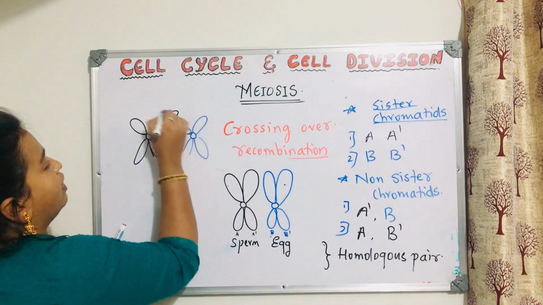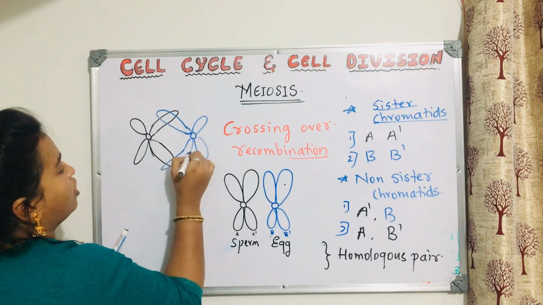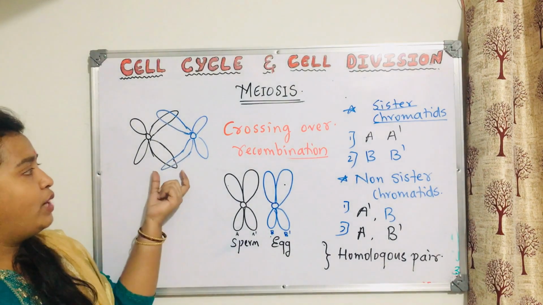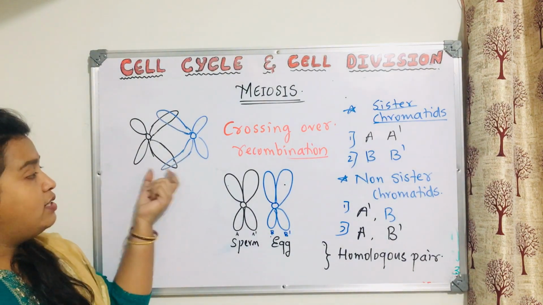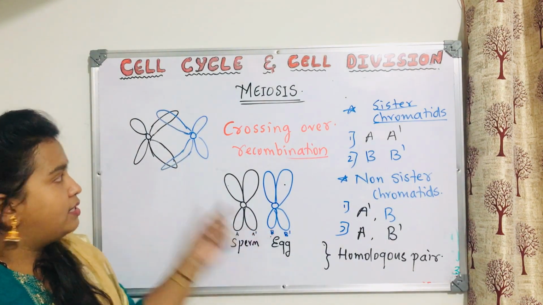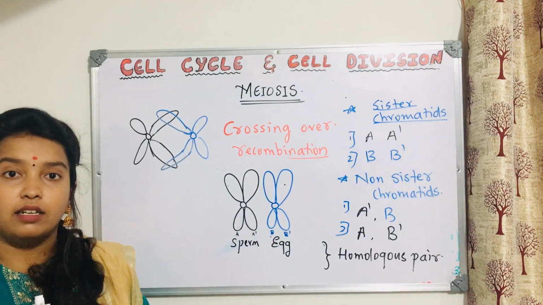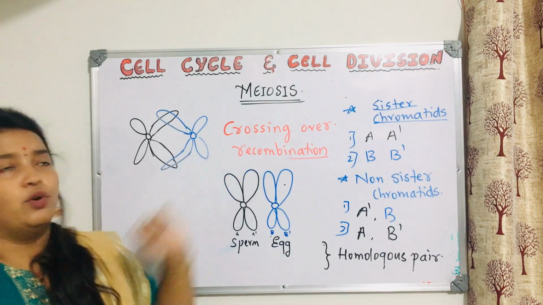When they come together, what they do is they cross like this. I'm just showing you an example. What happened now? You can see that non-sister chromatids, this and this, crossed. They overlapped on each other. So this is called crossing over.